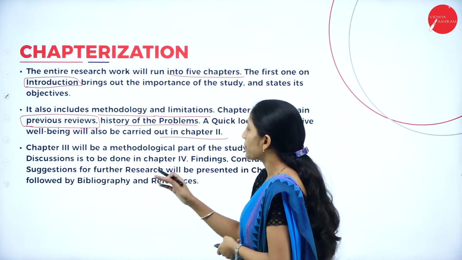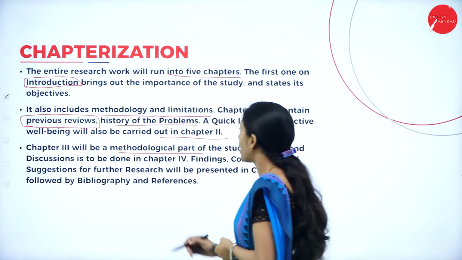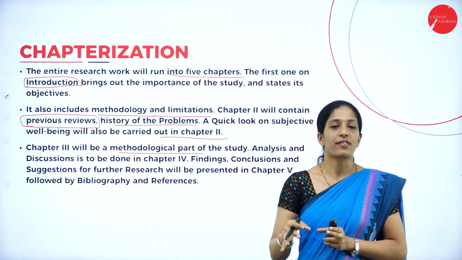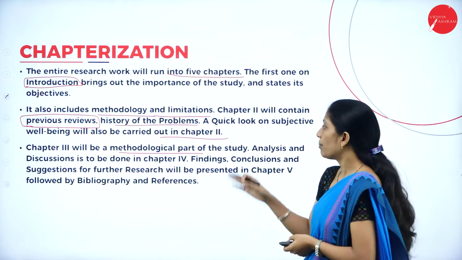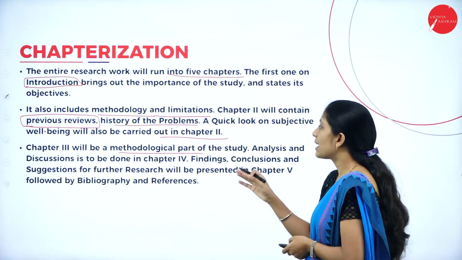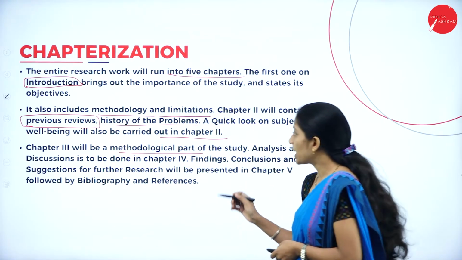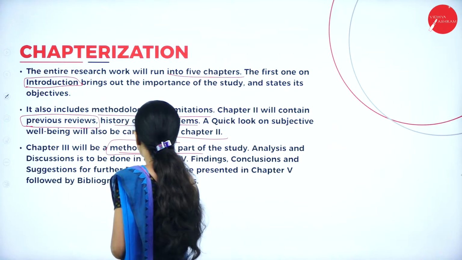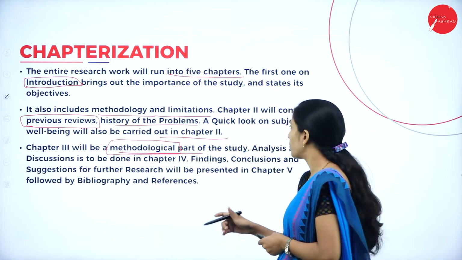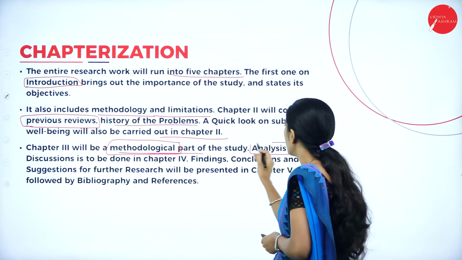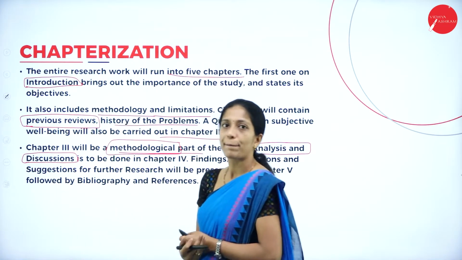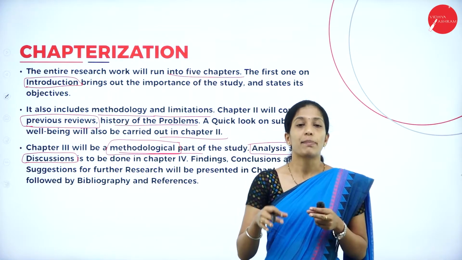And the next one, chapter 3, will be the methodological part, that is, research methodology. What methods of research is the researcher going to follow? Your chapter 3 will be methodological, containing the research methodology. And chapter 4 will be what? Analysis and discussions, that is, analysis and interpretation takes place under chapter 4, where the data will be analyzed.